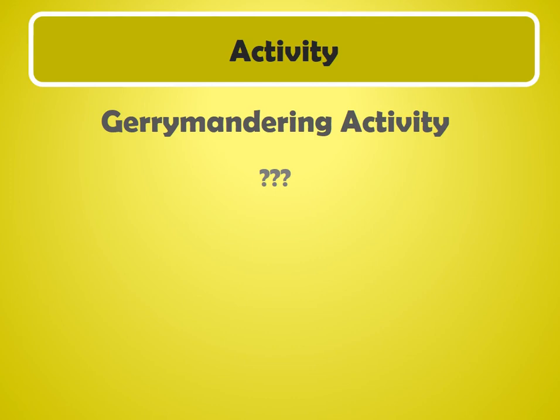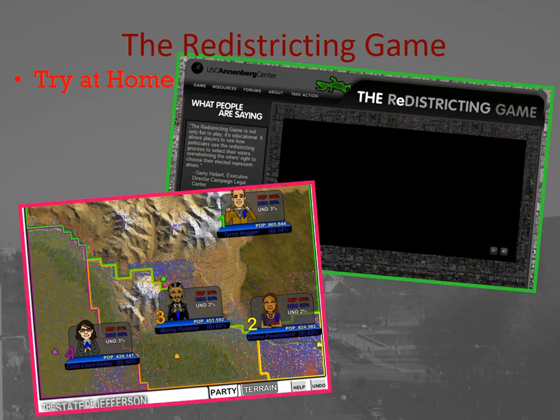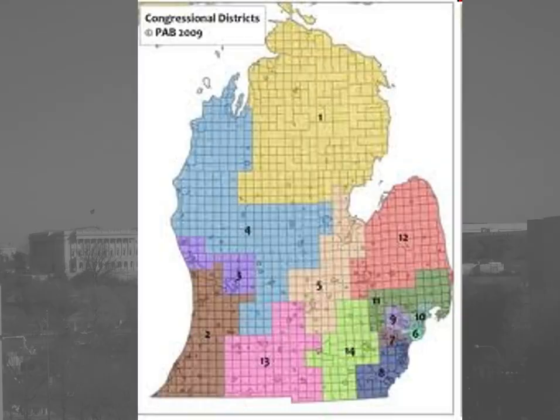If you'd like to do a gerrymandering activity, I'd invite you to go onto Moodle. There is a game called the Redistricting Game, redistrictinggame.org. You can play around with it and see what it's like and how it works.